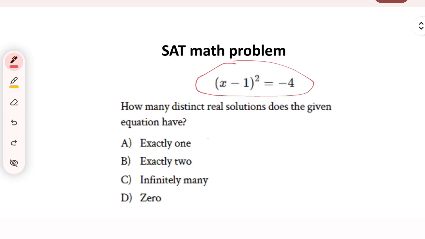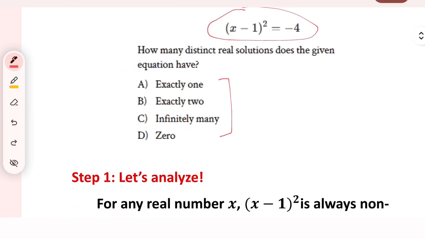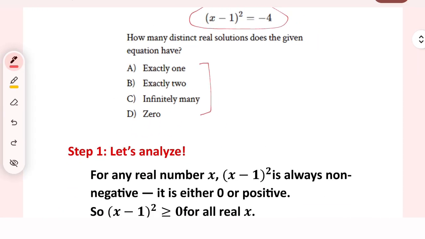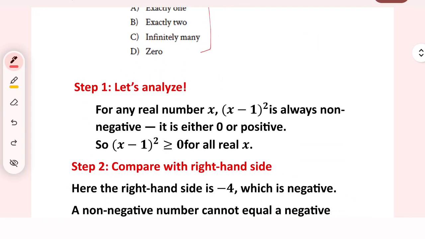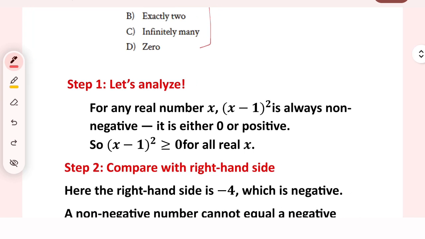There are 4 choices. There's exactly one solution. There are 2 solutions. There are infinitely many solutions, that means there are so many. And there are none, there's no solution. All right, so what would be your strategy? The first thing you need to do, which I always tell my students, is to relax and analyze.